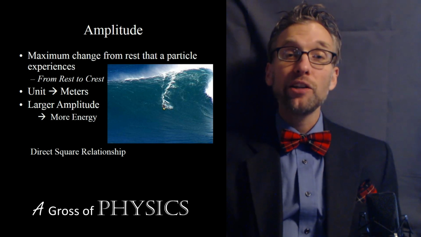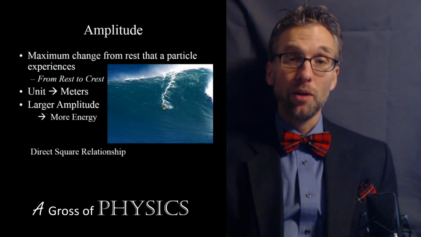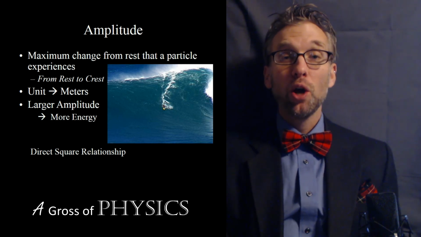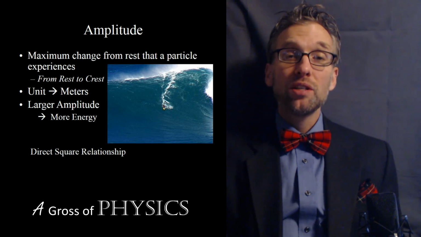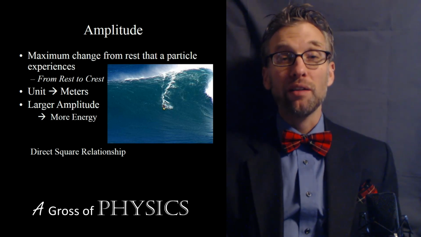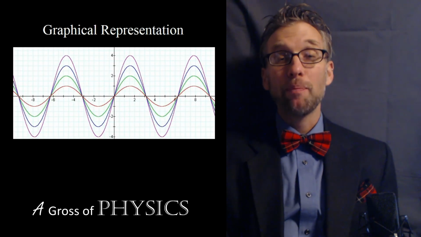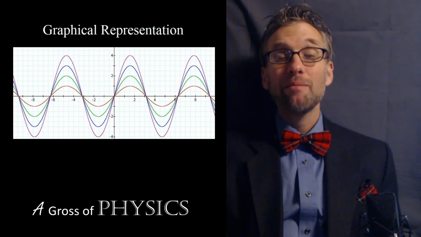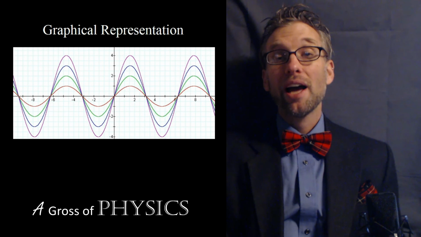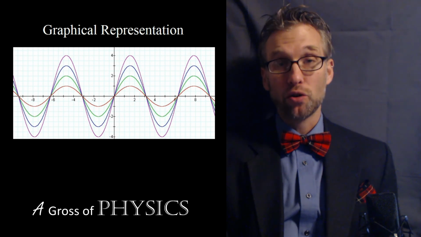And in fact, the relationship between amplitude and energy is a direct square relationship. So if we double the amplitude, we'll actually quadruple the energy. Now, the amplitude is measured if we have a transverse wave from the rest position, typically the x-axis, to the top of the crest. Since waves are symmetric, we will have the same distance from rest to crest as we would from rest to trough. So we could measure the amplitude as well from the rest position to the bottom of the trough.